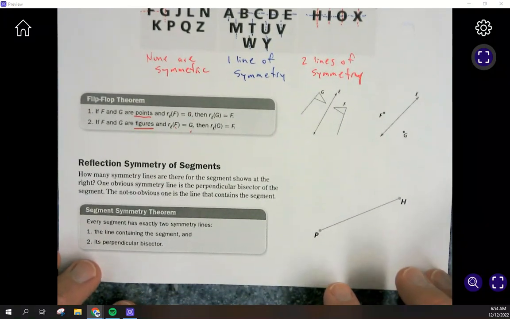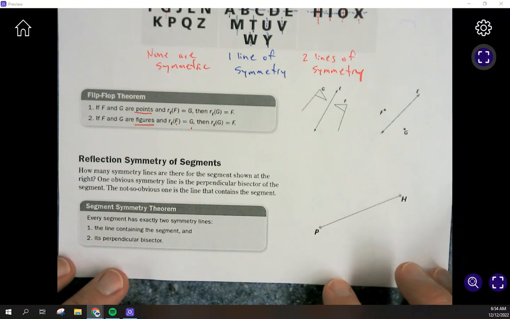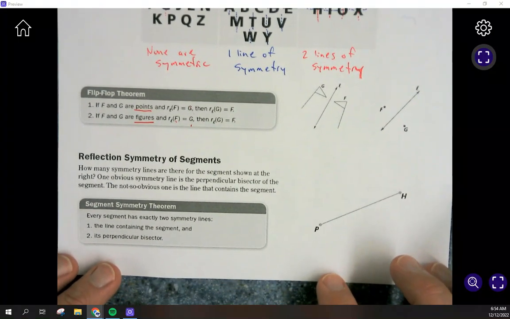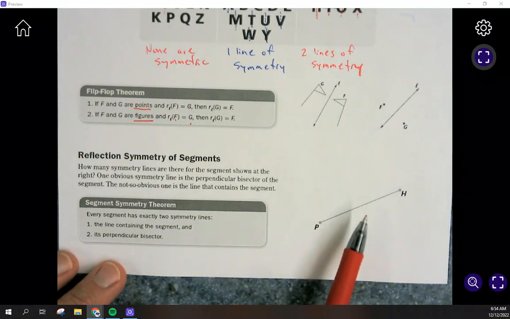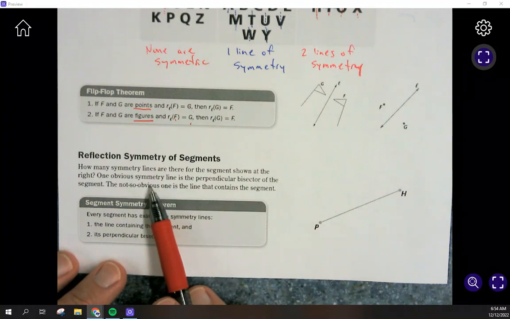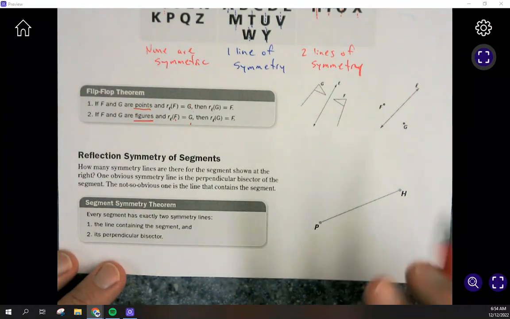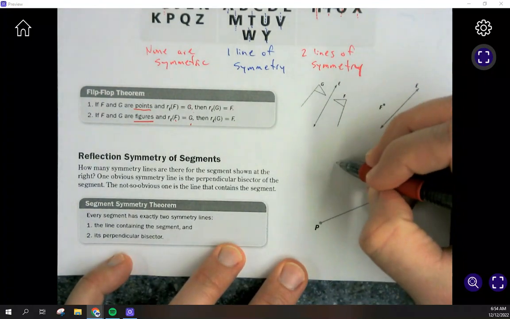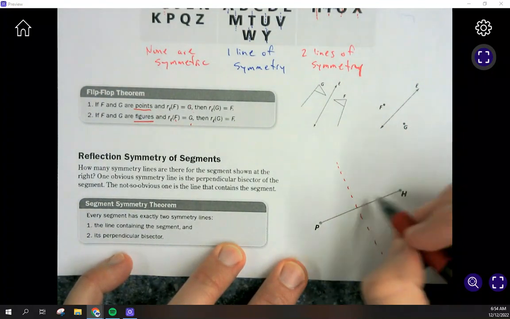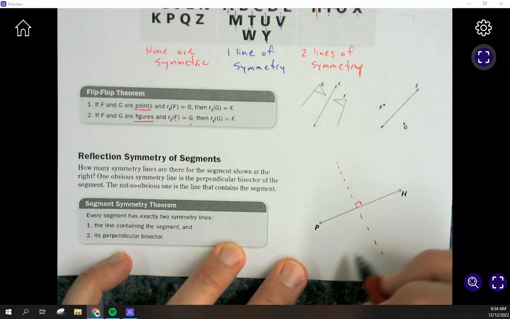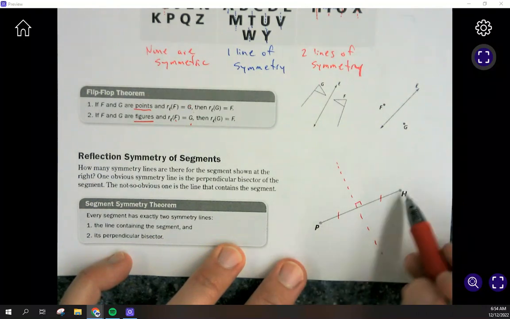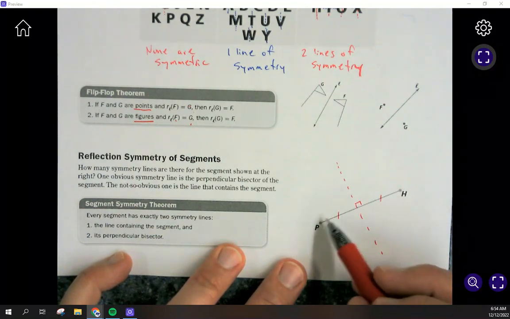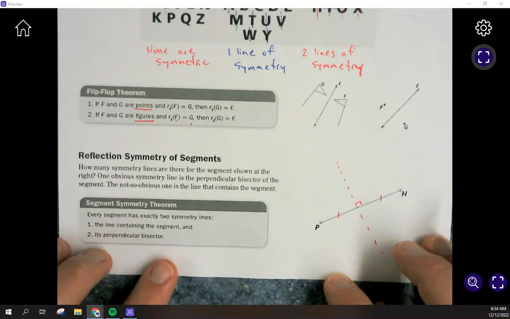All right, now let's start to take a look at segments, circles, figures. Where are their lines of reflection? Where is their reflection symmetry? So we're going to start with segments. It says how many lines of symmetry are there for the segment shown. The obvious one that everybody sees is a special line we've been talking about. This would be your perpendicular bisector that cuts this perfectly into two pieces. If I reflected over that line, we've talked about a perpendicular bisector is a line of reflection. H becomes the reflection of P over this line, which is the perpendicular bisector.